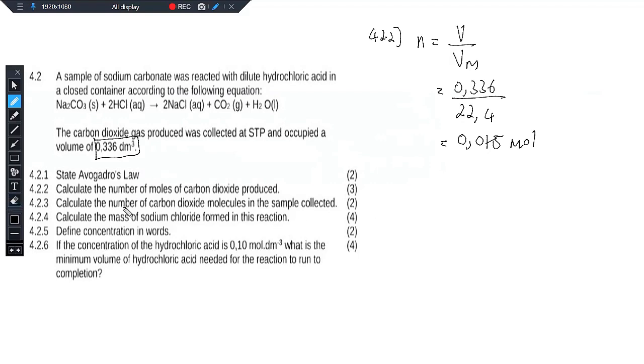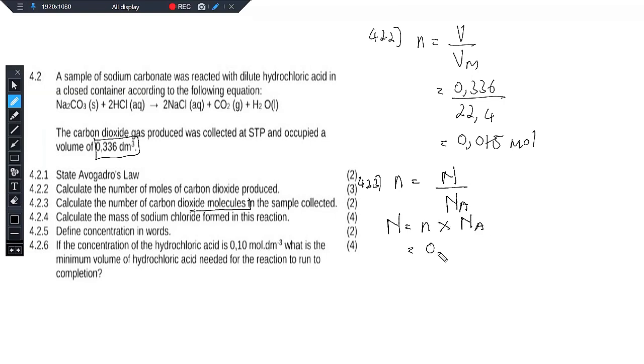And then 4.2.3 says calculate the number of carbon dioxide molecules. Note this, guys, it is very important to note that number of molecules and number of moles is not the same thing. The number of moles is that small n, but the number of molecules or the number of particles is the big N here. So when you get to use this formula that goes n = N over Na, this is what we are supposed to use for 4.2.3. This big N here, that's the number of molecules, right? So it is just the product of the number of moles multiplied by the Avogadro's constant. So if you rearrange, this becomes N = n multiplied by Na, right?